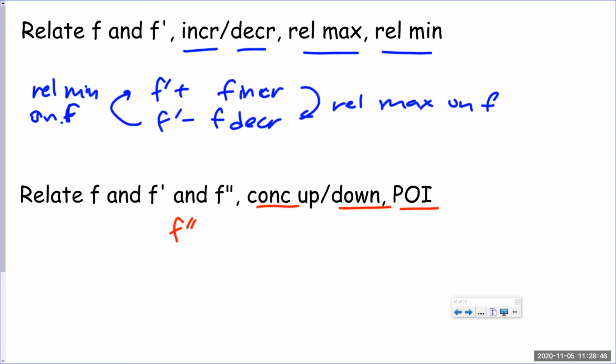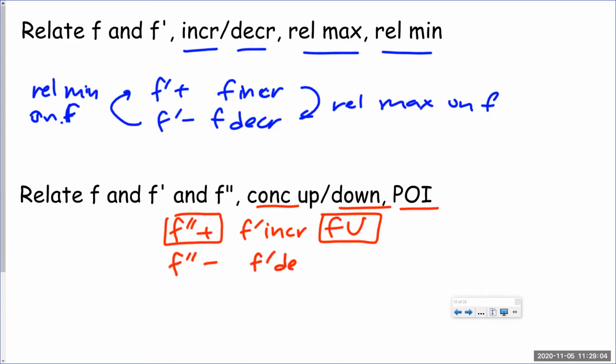When F double prime is positive, F prime is increasing, and F is concave up. These are all synonyms, which means anytime F double prime is positive, F is concave up. Anytime F is concave up, F double prime is positive, okay? F double prime negative means F prime is decreasing and F is concave down. These are all synonyms on this row.